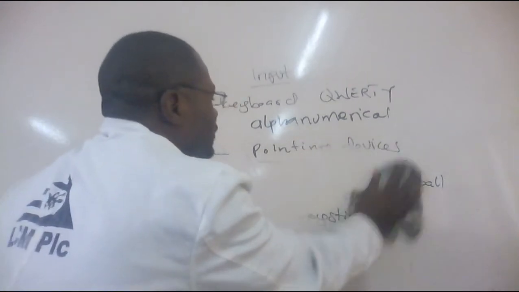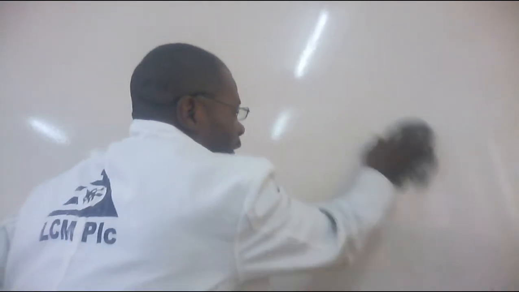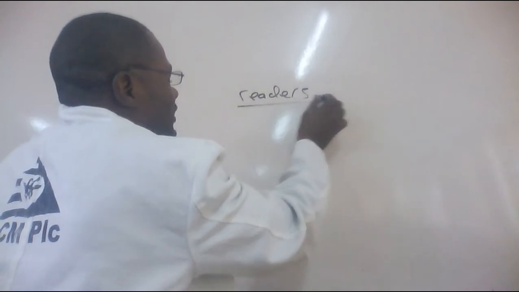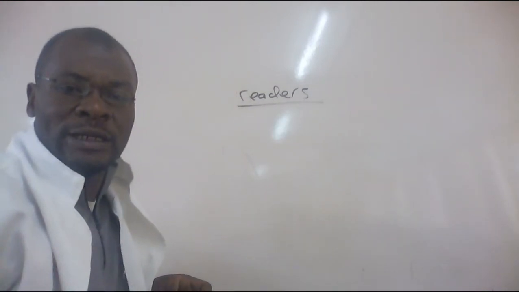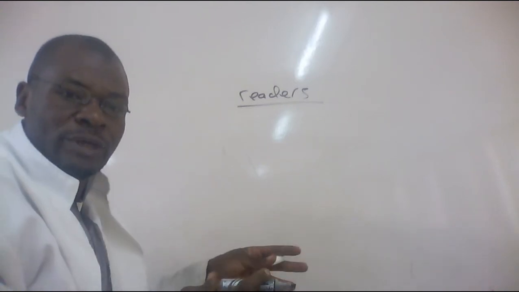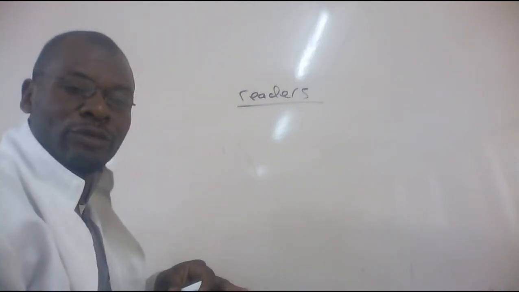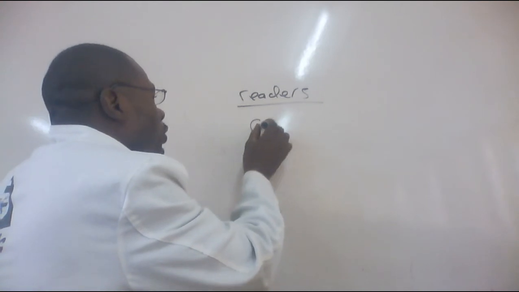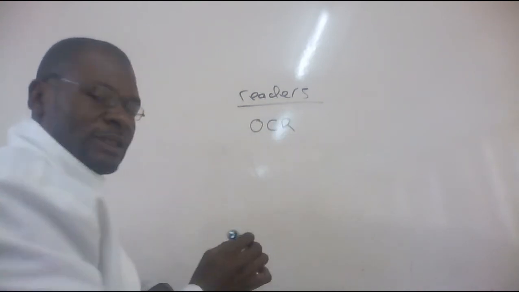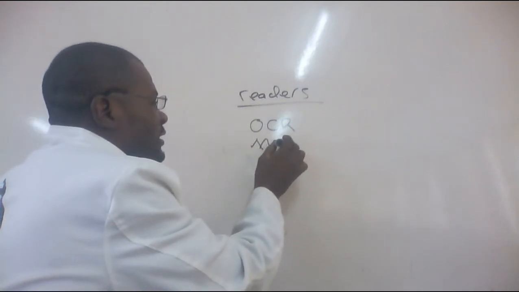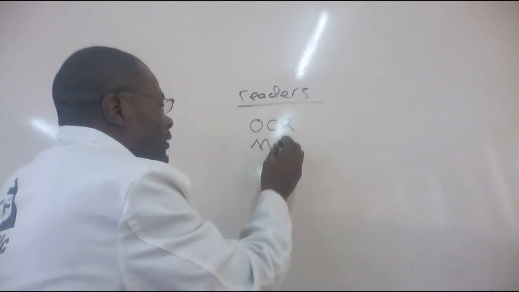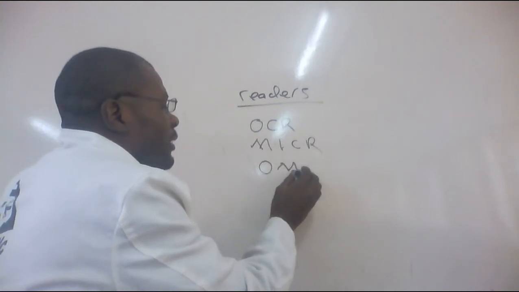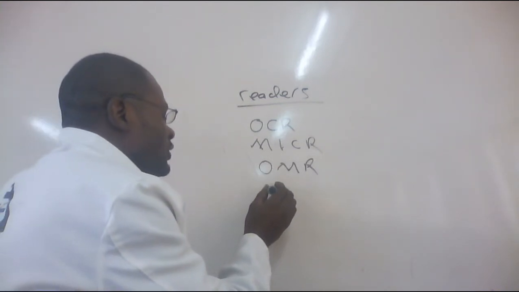So away from pointing devices, we've got what we call the readers. These read data outside the computer, and after reading, they send the data into the computer system. Amongst these types of devices, we've got optical character recognition, magnetic ink character recognition, optical mark reader, and scanners.